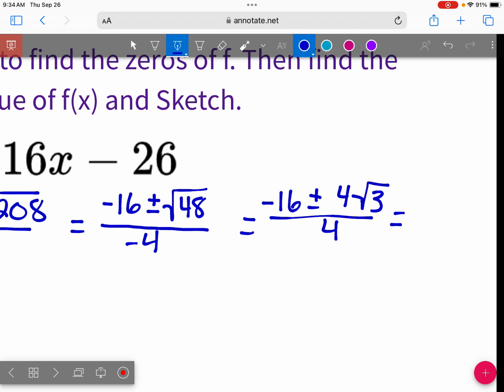Remember how much we love to divide? Those guys get to divide. Split it at your plus minus into 2 fractions: negative 16 over 4, and 4 square root of 3 over 4. So negative 16 divided by 4 gives us negative 4.